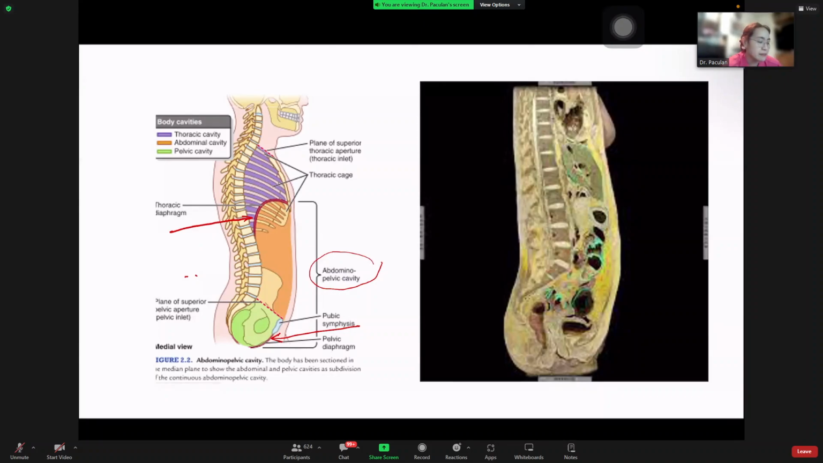Now, posteriorly, you have a greater pelvis that supports the lower abdominal viscera. What are the lower abdominal viscera?